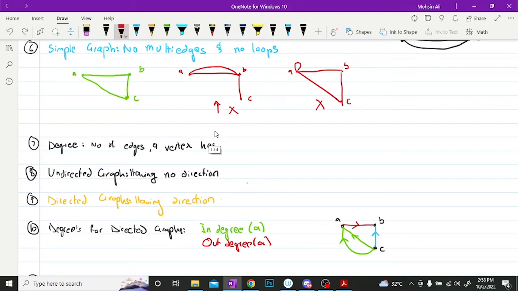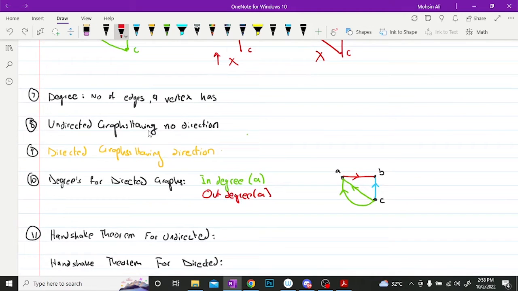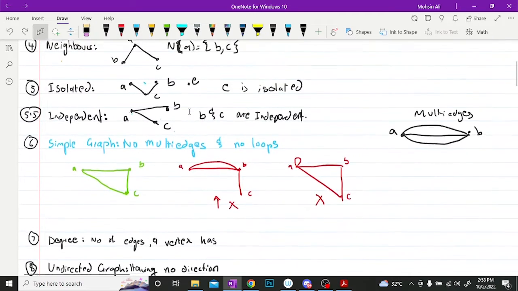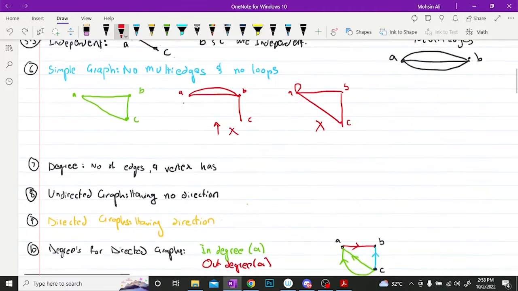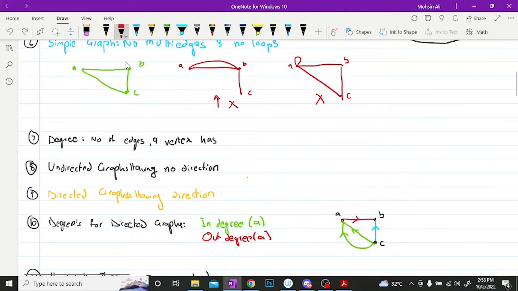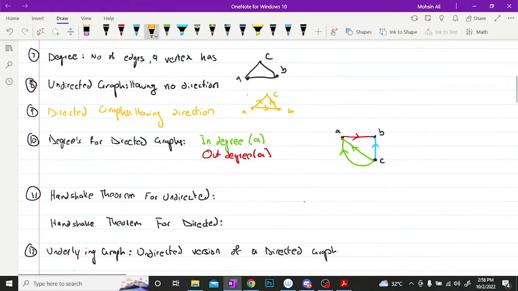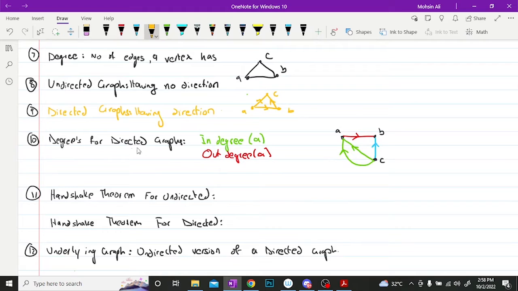Now we have an example of an undirected graph, which basically means no direction. Any of the graphs that we have discussed up till now are undirected because there's no direction. And a directed graph basically means that it has direction. For example, let's take A, B, C. This is an undirected graph, and the directed version would be something like this. So basically arrows denote that there is some direction in the graph.